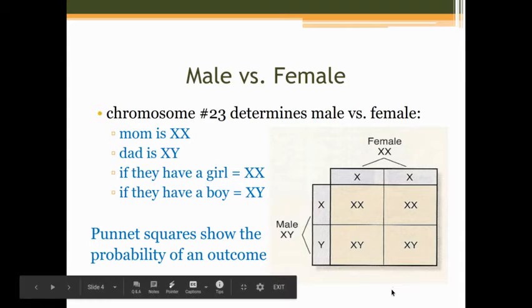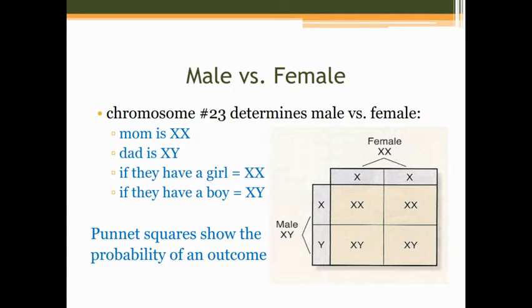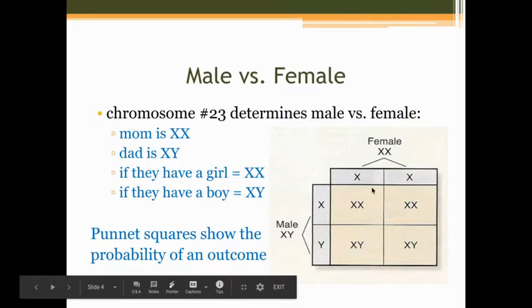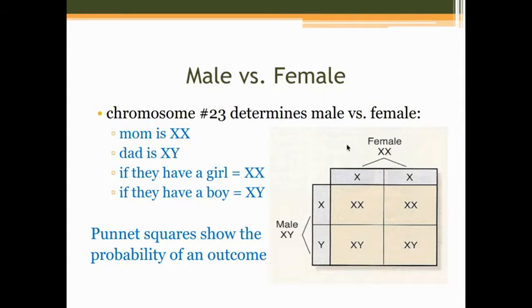Now, it's interesting to note that in birds, butterflies, and some reptiles, it's not the male who has two different sex chromosomes. It's actually the female that has two different sex chromosomes. So in birds, butterflies, and some reptiles, instead of using an XX/XY system to track it, the females are ZW and males are ZZ.